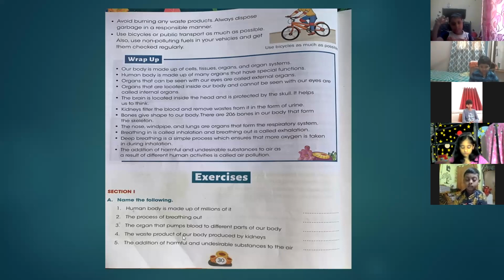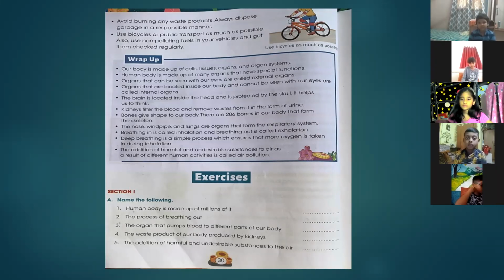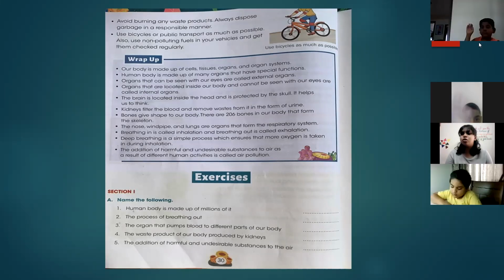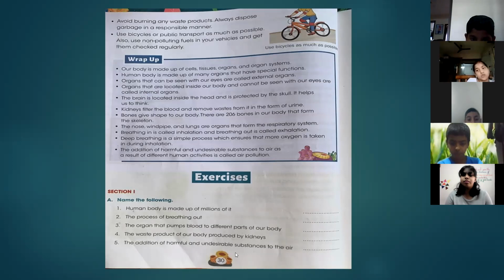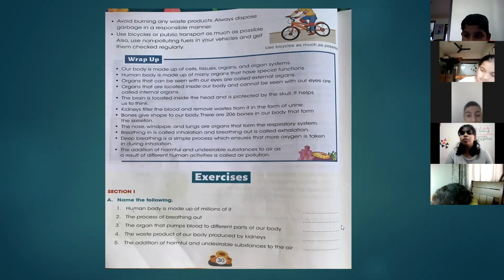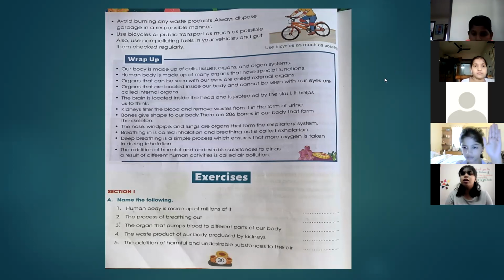So the next one. The waste product of our body produced by kidneys. What is the waste product that is produced by the kidneys? Okay. Who wants to answer? Okay, Suvir? Yes, Suvir? Ma'am, it is urine. Very good. It is urine. U-R-I-N-E is urine, the spelling of urine. U-R-I-N-E.